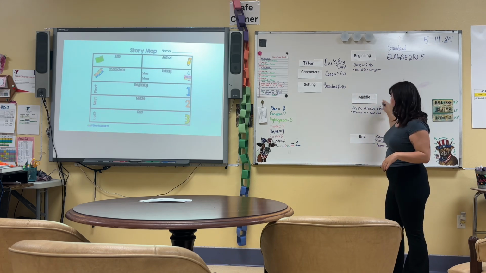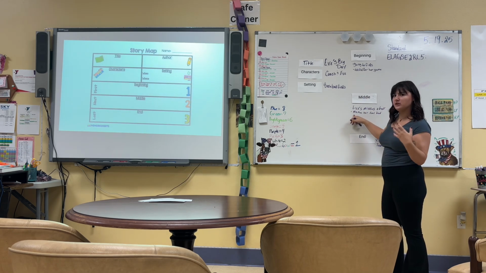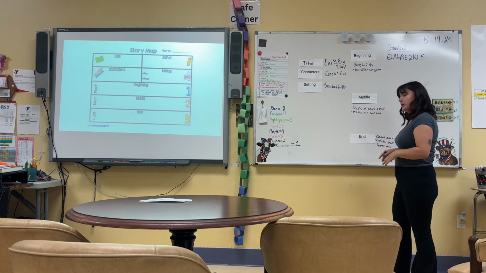The middle of the story is when Eve misses the ground ball and it makes her feel kind of bad. It makes her feel like she's not good enough. The ending of the story is when our coach gives her a pep talk, she catches the ball, and her team wins.